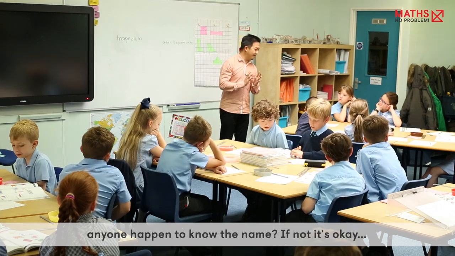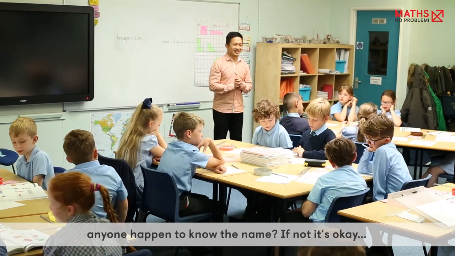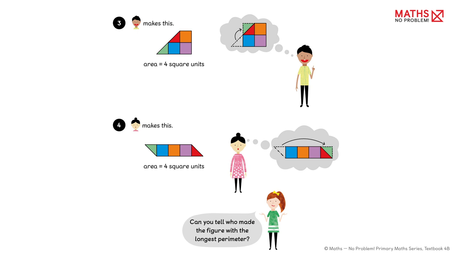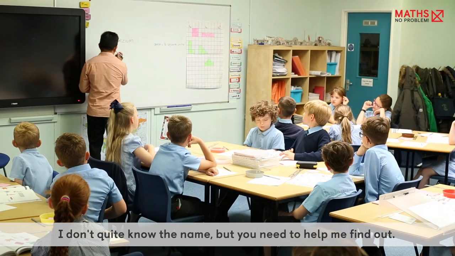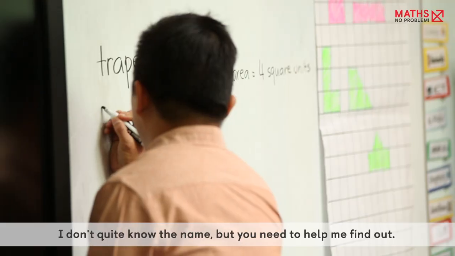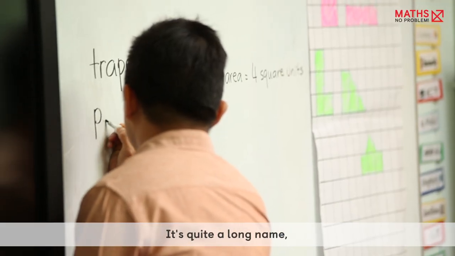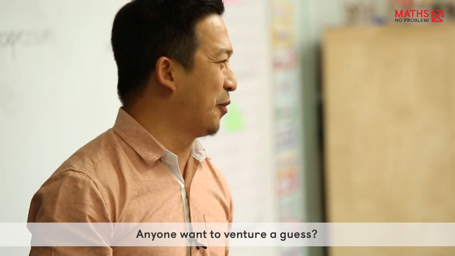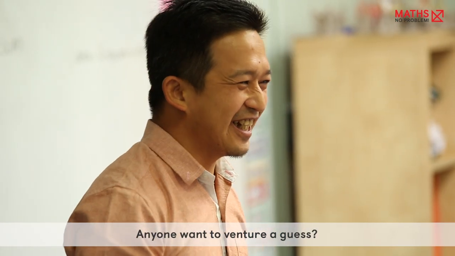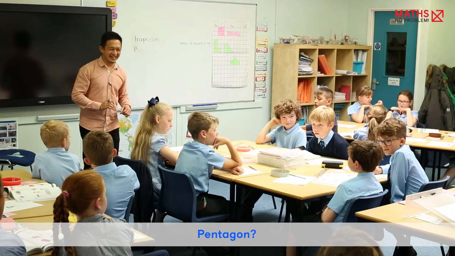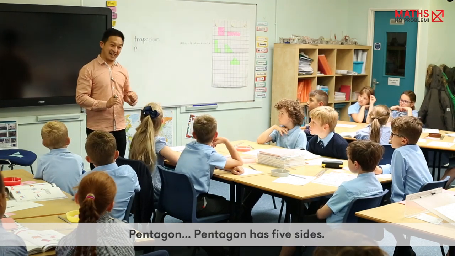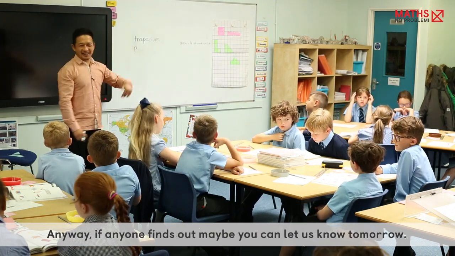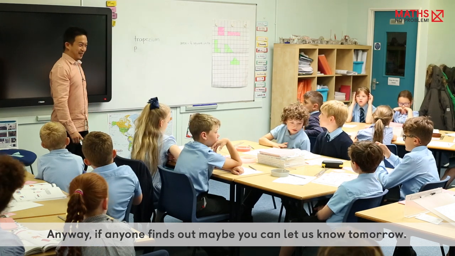Anyone happen to know the name? If not, it's okay. I don't quite know the name, but you need to help me find out. It starts with the letter P. It's quite a long name, hence I cannot remember it. Anyone want to venture a guess? Pentagon? Pentagon have 5 sides. Anyway, anyone find out? Maybe you let us know tomorrow.